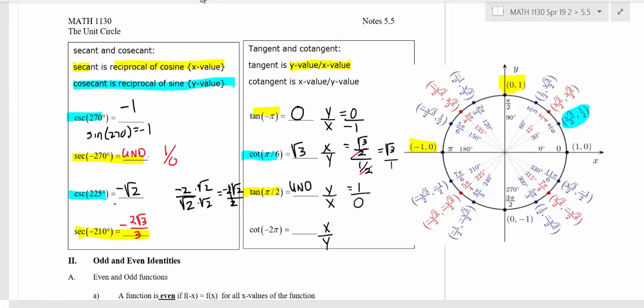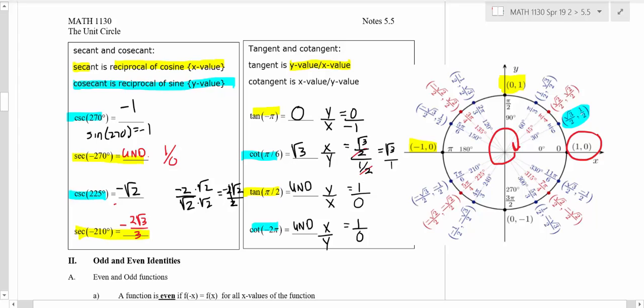If you do the cotangent of -2 pi, that would mean clockwise 1 lap around the circle, so you would be there. The cotangent would be x over y. That would be 0 over 1. No, sorry, 1 over 0. So x is 1, y is 0. So that's undefined.